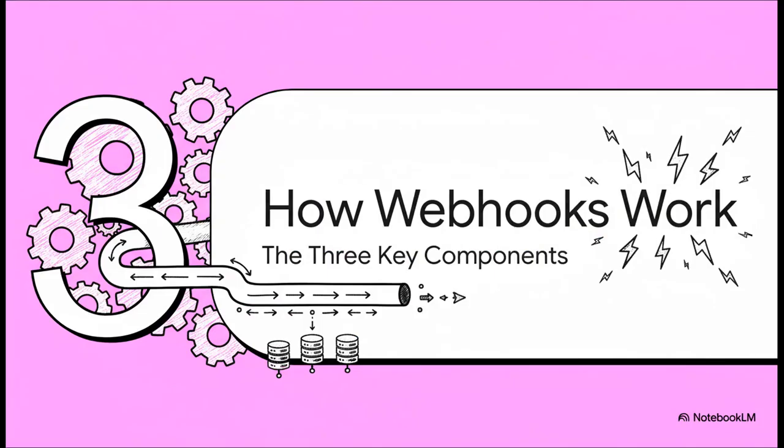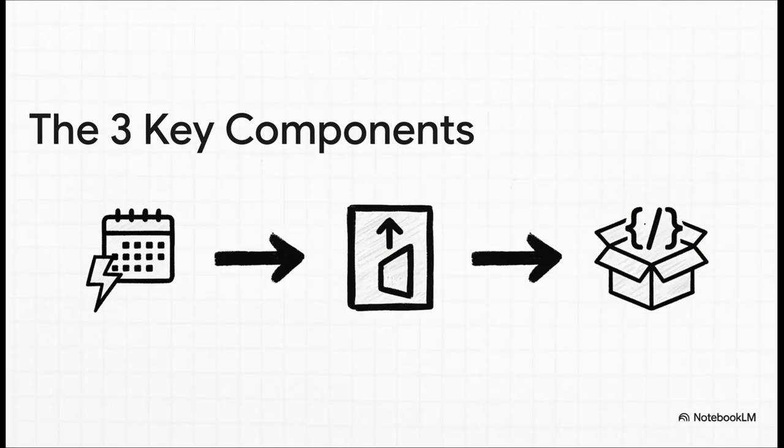Okay, so we've got the what and the why. Now let's pop the hood and see how this all actually works. Any webhook really just boils down to 3 key ingredients. First, you've got the event. This is the specific trigger, like a successful payment processing or a new commit being pushed to GitHub. Second is the webhook URL. That's the public address you set up that's just sitting there listening for the message.